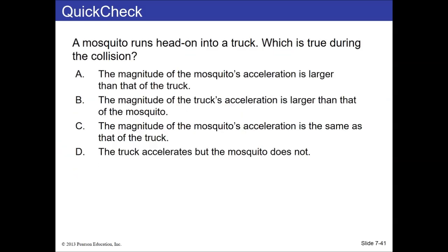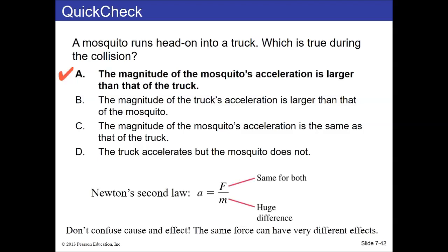Mosquito runs head-on into a truck, what is true? Now this is not about forces, this is about acceleration. So you remember what I said earlier in the video? Think about this question for a minute. The answer is A. So accelerations are different. Forces are the same, accelerations are different because of a mass difference.